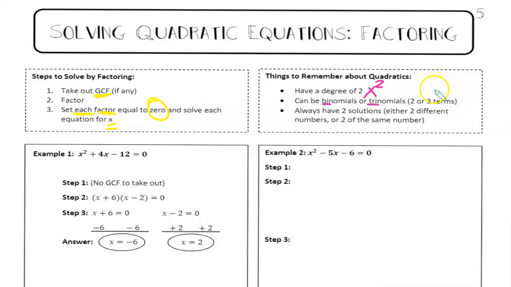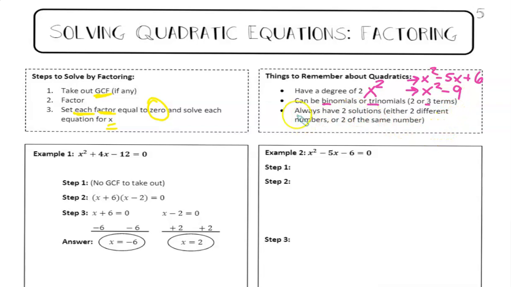For example, you've seen 3 terms, right? They look like x squared minus 5x plus 6. But they could also be 2 terms like this. They could be x squared minus 9. Yep, that is also a quadratic. This one right here is a binomial. This one is a trinomial.